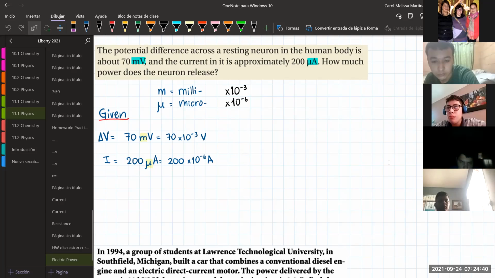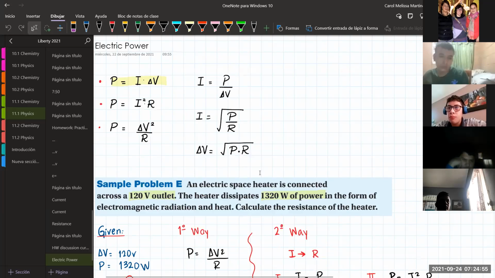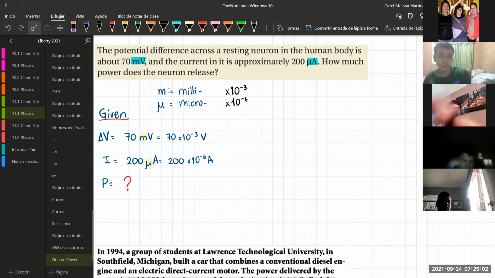How much power does a neuron release? I need to find power. I have voltage and I have current. Let's see what equation I can use. Well, it is already highlighted: the first one. Power is equal to current times potential difference. All you have to do is write the formula and plug in the givens.